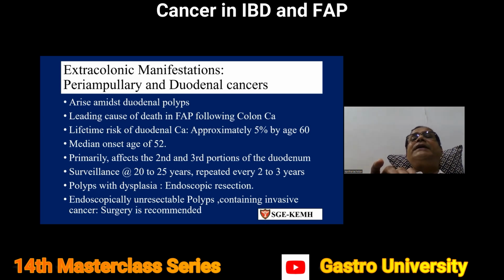It primarily affects the second and third part of the duodenum, and hence surveillance in these patients should start at the age of 20 to 25 years, and endoscopy should be repeated every 2 to 3 years. Polyps with dysplasia should undergo endoscopic resection. However, for an endoscopically unresectable polyp or a polyp showing features of invasive malignancy, surgery is recommended.